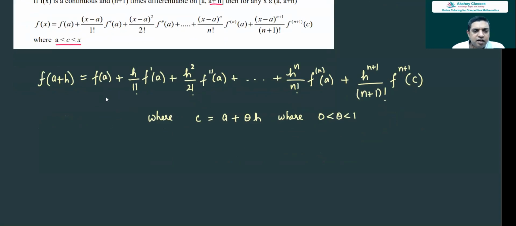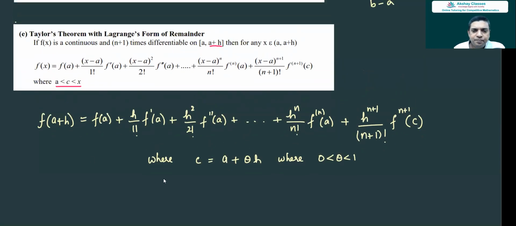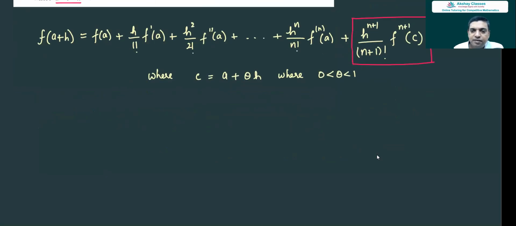So this is called Taylor's theorem, and this term at the end is the Lagrange's form of remainder. All right, this is the remainder term: h power n plus 1 by (n plus 1) factorial into the (n plus 1)th derivative of f at c. This is the Lagrange's form of remainder.